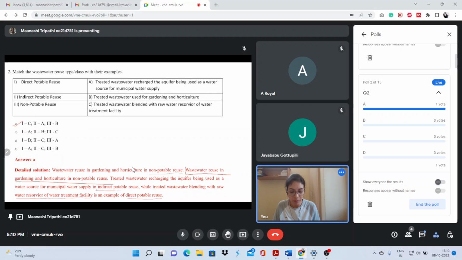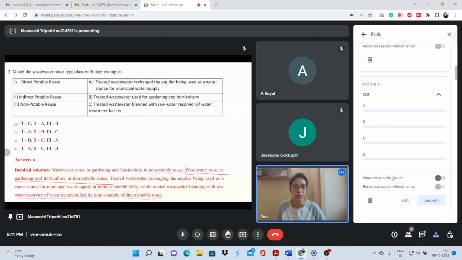In indirect potable use, we are putting the water in any river or in groundwater, from where we will use this water, treat it, then use it. But in direct, we put the treated wastewater directly into the treated water facility. We are not treating it again. So that is the difference between direct and indirect potable use.